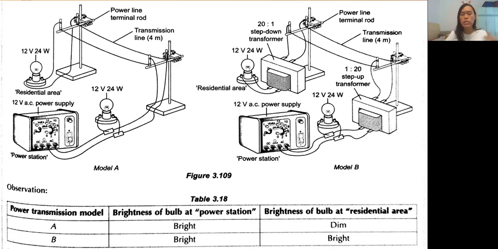Or in other words, if you didn't step up the voltage, once it passes through this transmission line, it will have the tendency to lose power. So to prevent the loss of power, we must make sure that the current transmitted is low. Why do I say so?